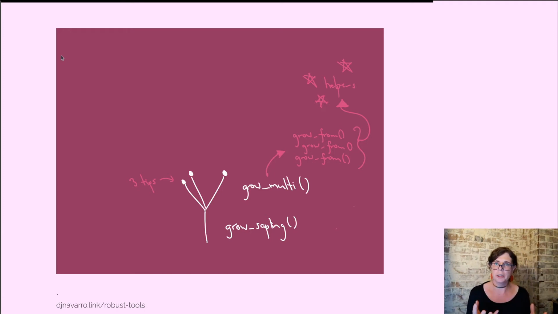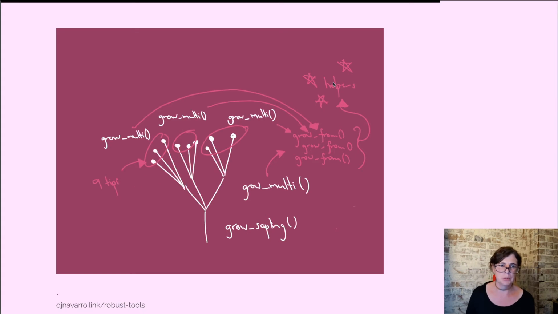apply a grow multi operation, and that grow multi operation is secretly 3 separate grow from operations, and each of those grow from operations is a bunch of calls to those little helper functions that we wrote. And now, from each of those 3 tips, each time we call grow multi again. So now we've got 3 new calls to grow multi, and what each of those is doing is calling grow from 3 times and calling the helpers and so on.